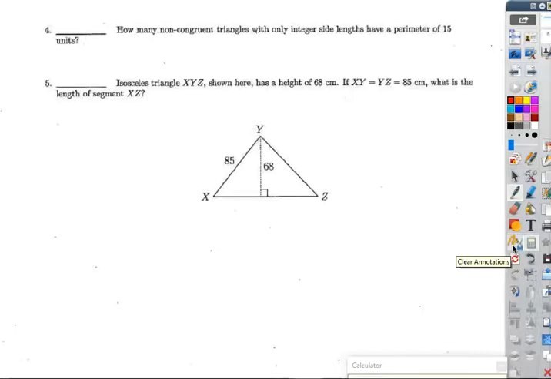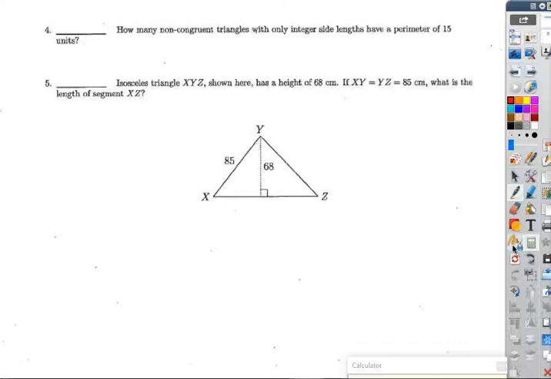All right, so how many non-congruent triangles with only integer side lengths have a perimeter of 15 units? Well, we know that in a triangle, the lengths of any two sides must add up to a value larger than the third side. Otherwise, you can't have a triangle, right?